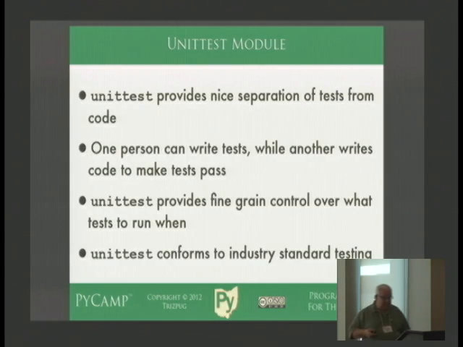So unittest provides a nice separation of tests from code, such that one person can write the test and another person can write the code. You don't need to know how the code is implemented in order to write the test. You just need to know what the expected results are. Unittest provides this very fine-grained control over what tests to run. You can segregate things into suites and run only the tests that you want at a given time, and it conforms to industry standard testing practices. All right, any questions there about the unittest module before we move on?